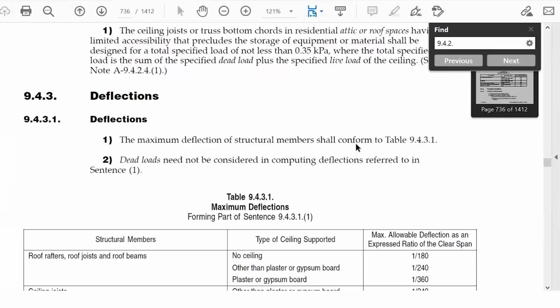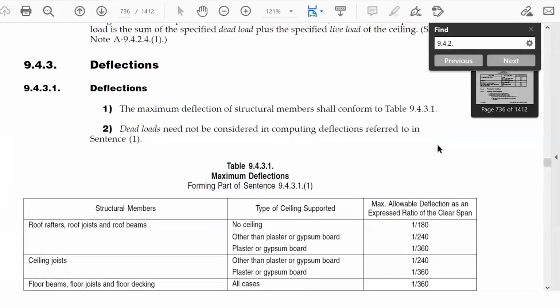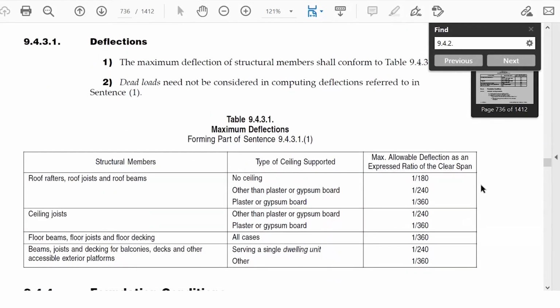Deflections. The maximum deflection of structural members shall conform to 9.4.3.1, and the dead loads need not be considered in computing deflections referred to in sentence 1. So you don't add up the deflection because of the dead load of the element. You're looking at the deflection caused by the live loads, and you've got the maximum allowable deflections expressed as a ratio of the clear span of the element. So you've got maximum deflection for roof rafters, roof joists, roof beams, ceiling joists, floor beams, floor joists, and floor decking, beams, joists, and decking for balconies and decks and other accessible exterior platforms.